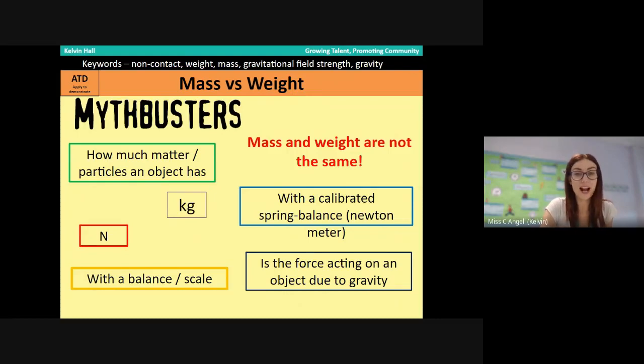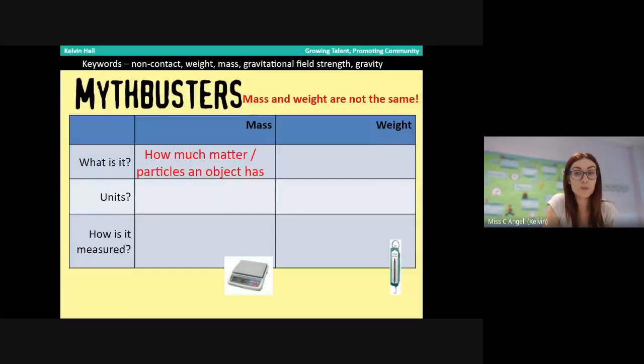So let's see how we've got on. Let's see if we can mark our own, please, Year 7. Mass. What is mass? Well, mass is how much matter or how many particles an object has. So what is weight then? Now, we said weight is a force acting on an object due to gravity.